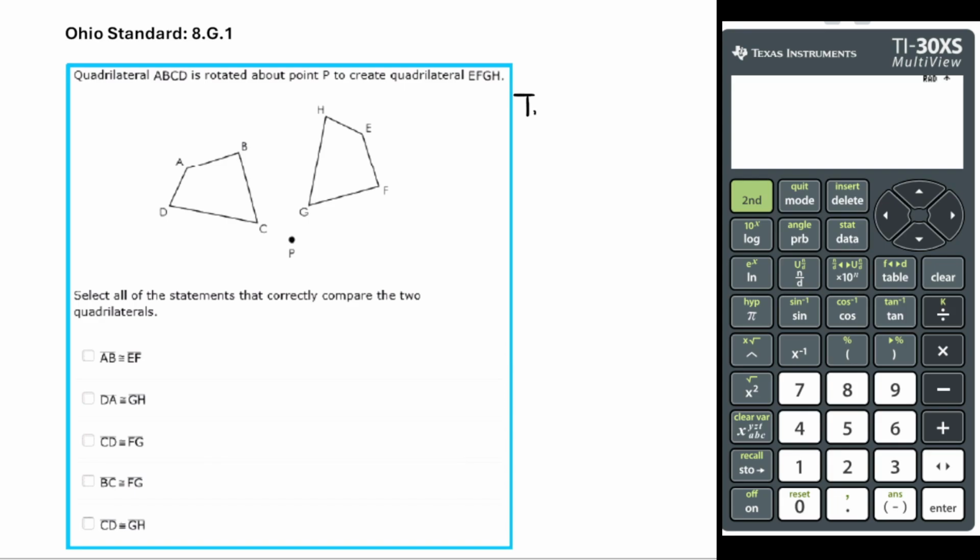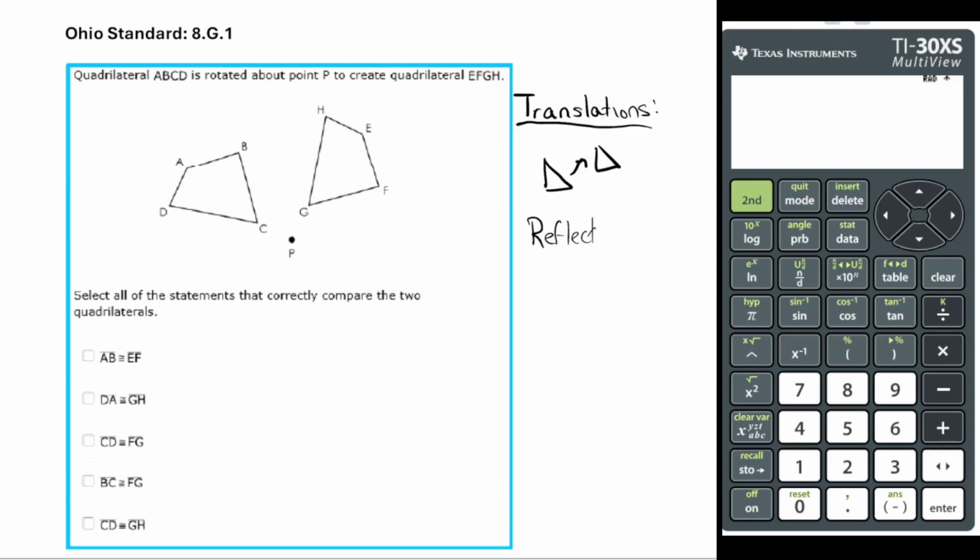We have translations. Translations are essentially just slides, right? You take a shape, the shape just kind of moves. Think of it like just taking a chair. If you got out of your chair and you just moved your chair over to another desk, nothing changed about the chair, still facing the same way. It's just under a new desk now. That's a translation.